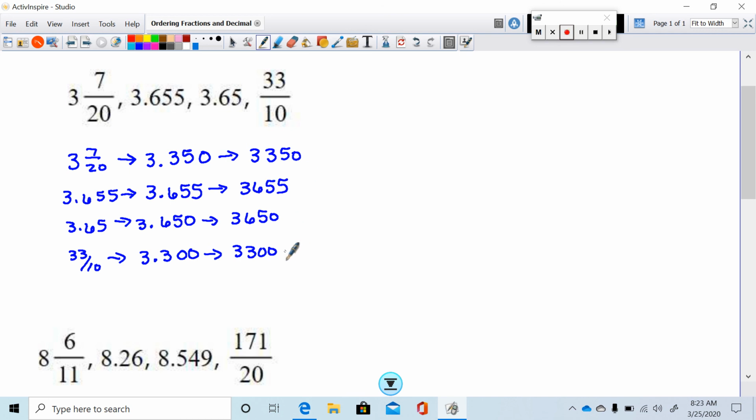So 3,300 is the smallest number. 3,350 is next. 3,650 is next. 3,655 is next. So the first one on the list is 3 3/10, the smallest. Second one is 3 7/20. You have to write it back like it was originally. The third one is 3.65. And the fourth one is 3.655.